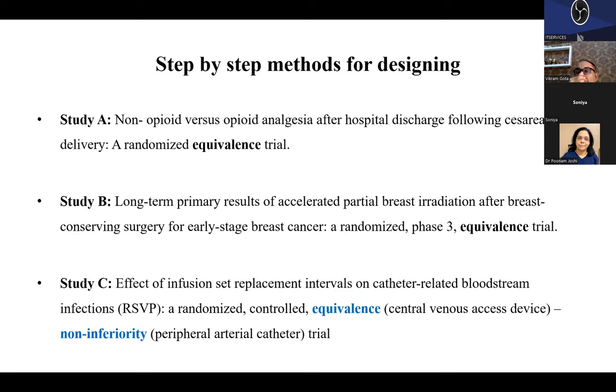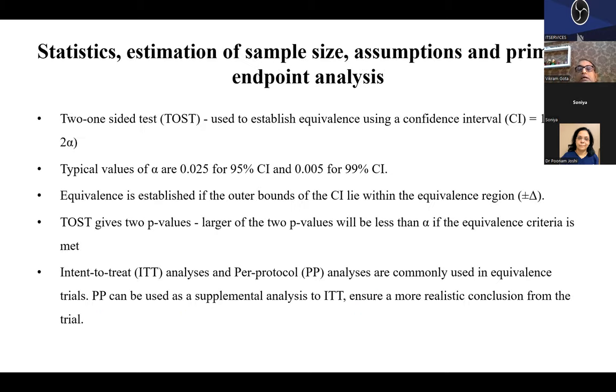Okay, so now we have those three trials here, and we'll discuss the step-by-step approach. One is about non-opioids versus opioids for analgesia post-cesarean. The other one is partial breast irradiation versus whole breast irradiation for early breast cancer. And the third one is the duration of catheter replacement, both peripheral as well as central. So what is the duration? Maybe 5 days versus 10 days, whatever. We'll come to know about that.